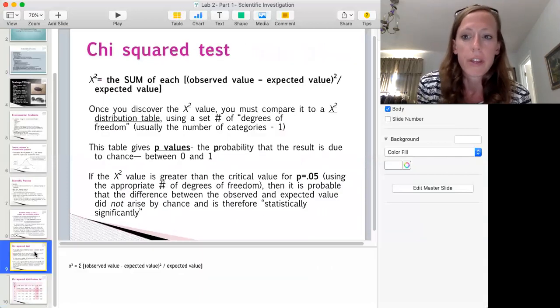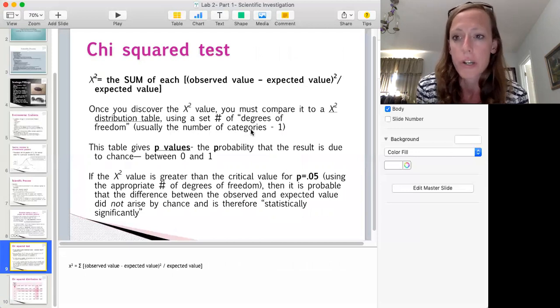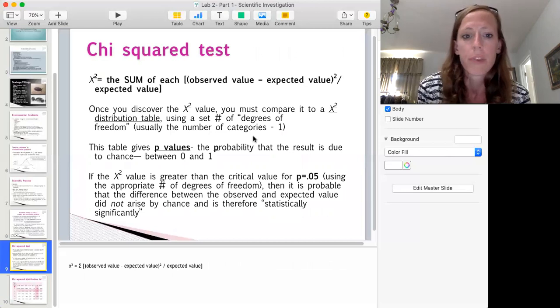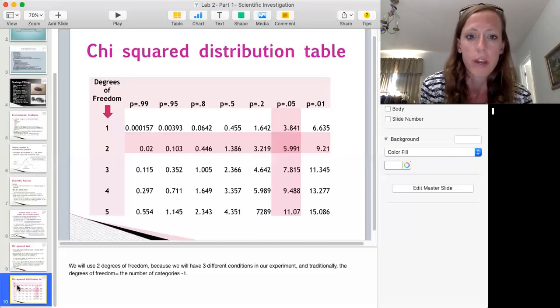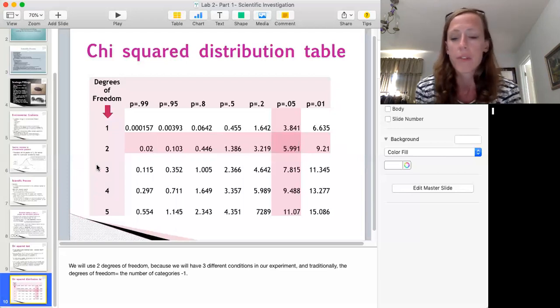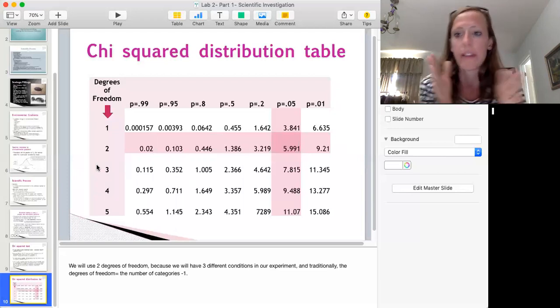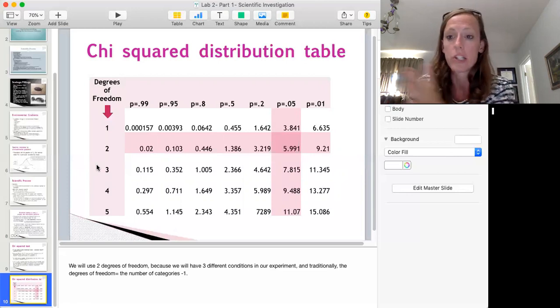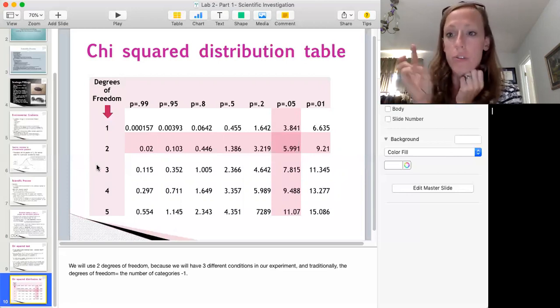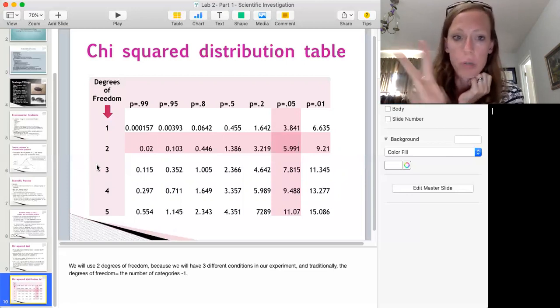Oh, I skipped over one thing. Let me go back. For the degrees of freedom, we use the number of categories minus 1 as the standard number for this test. Okay, so that's something that we need. We have 3 different categories. So we had light, shade, and dark in that example. And so that's 3 categories, minus 1 gives us 2 degrees of freedom.